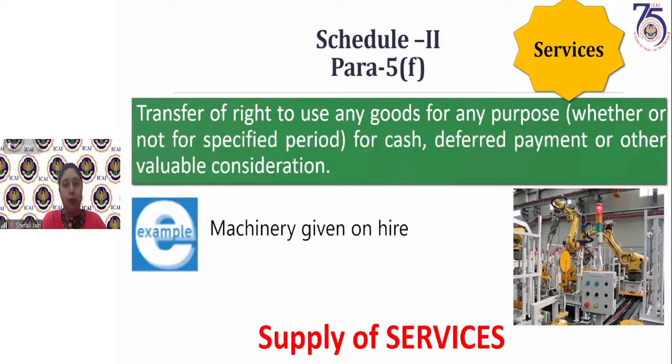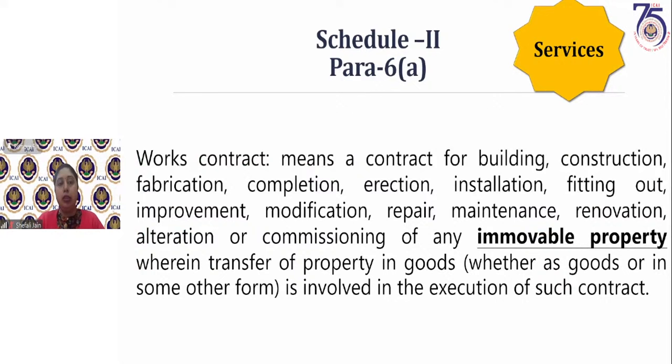Para 6A provides that works contract is a composite service. It is a service which we provide if we are providing the works contract service. Now, I think we discussed in some of the previous classes that works contract service pertains to immovable property in the GST law. Under GST law, whenever we have a contract for construction, fabrication, erection, installation, anything within the purview of construction, so any service relating to construction, repair, modification of an immovable property, and where goods are also involved, so along with the service of construction we are transferring the property in goods also, that contract is called the works contract service.